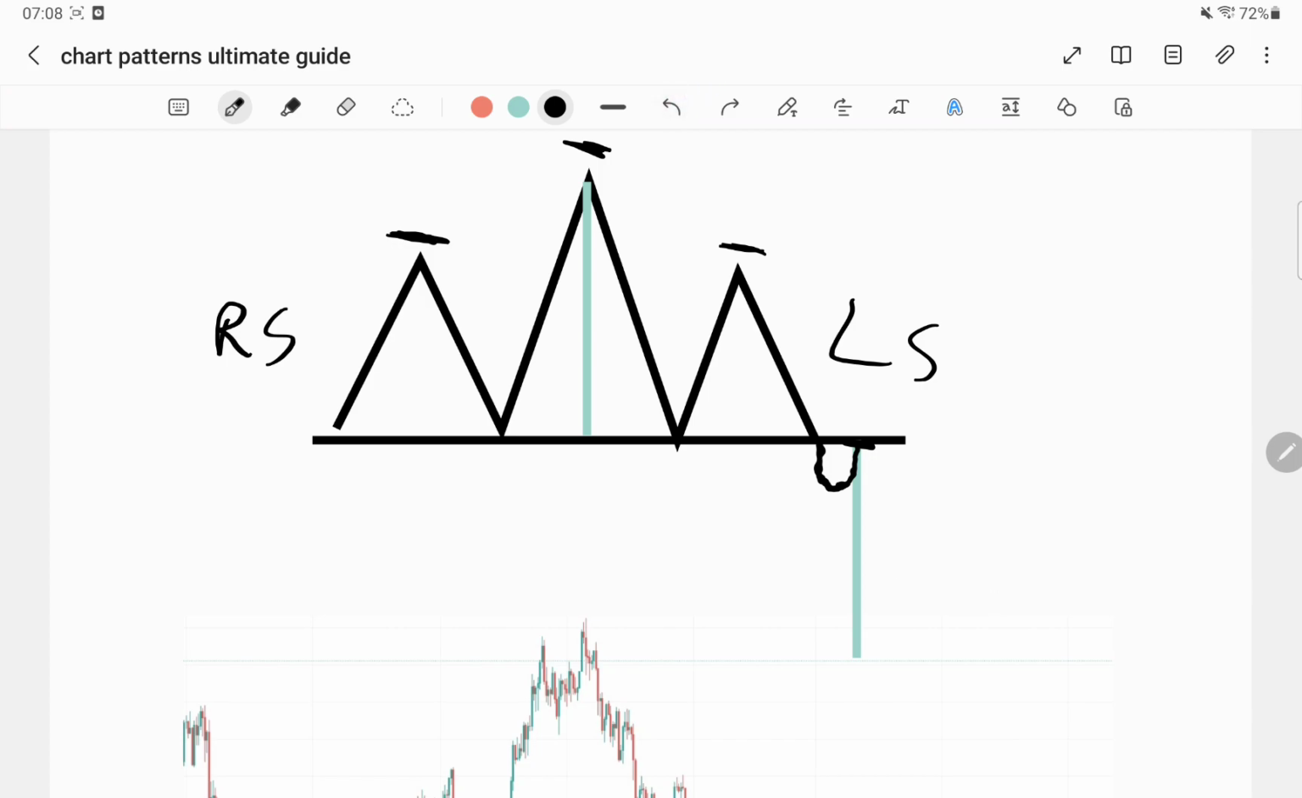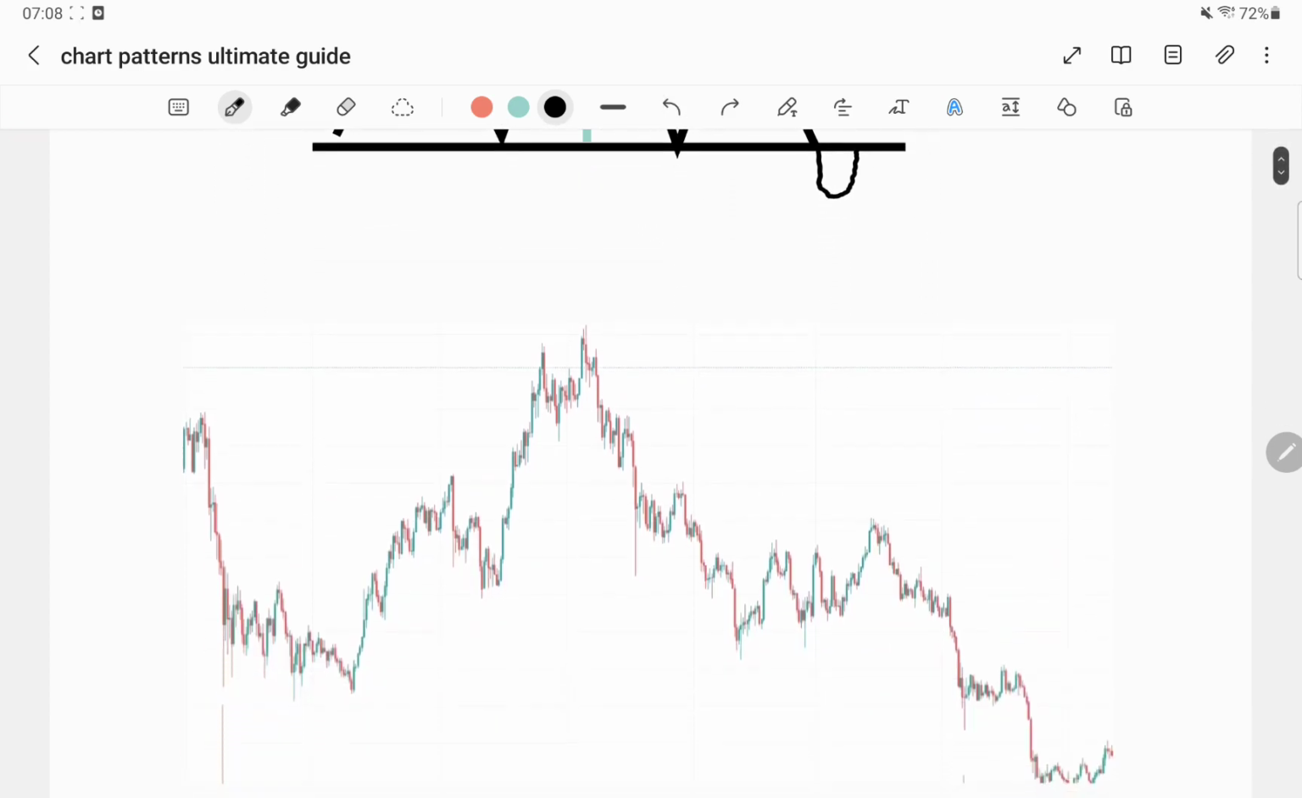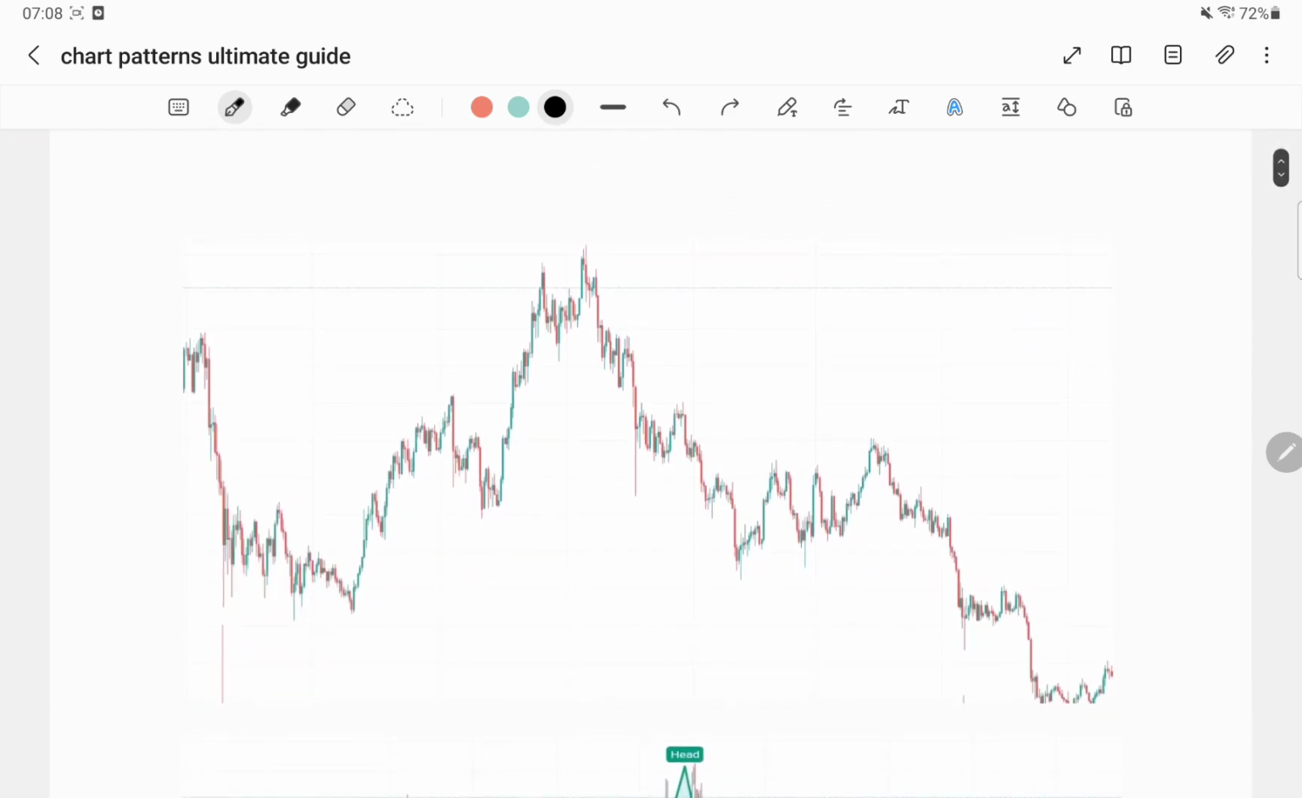Right, I have got some examples of this. I haven't got examples for all of them, but I have got some examples. So this is a head and shoulders pattern that was on the Bitcoin chart quite a while ago. This is on the daily time frame. This is from quite a while ago.